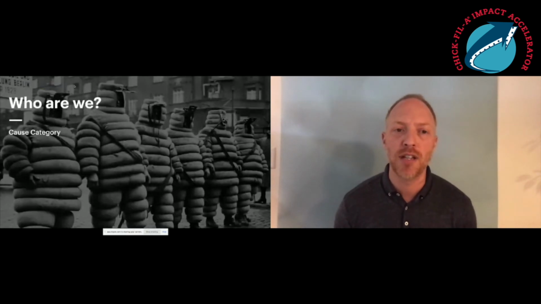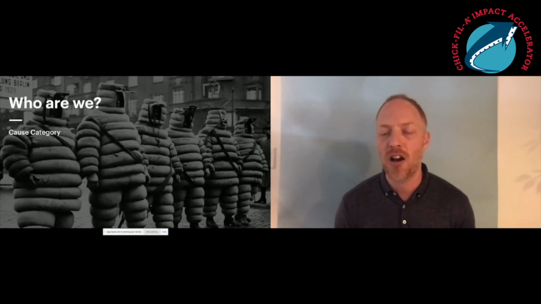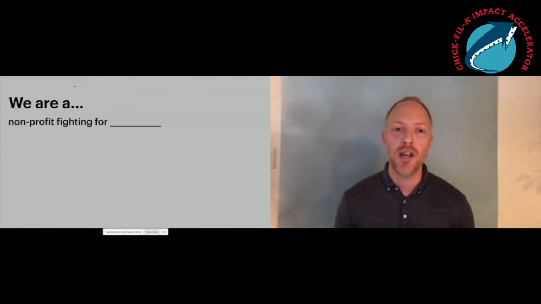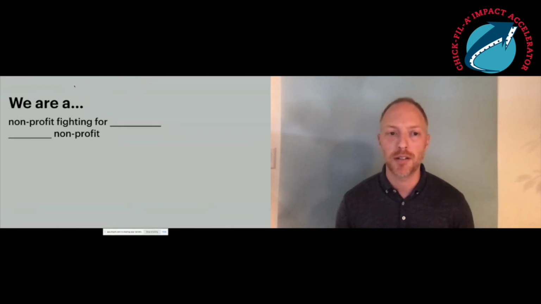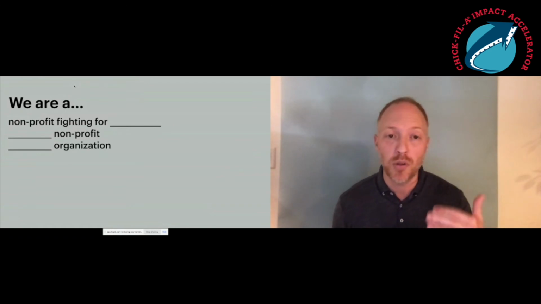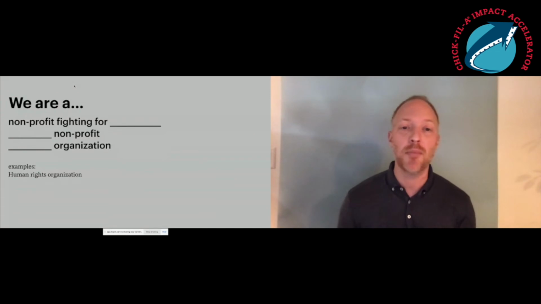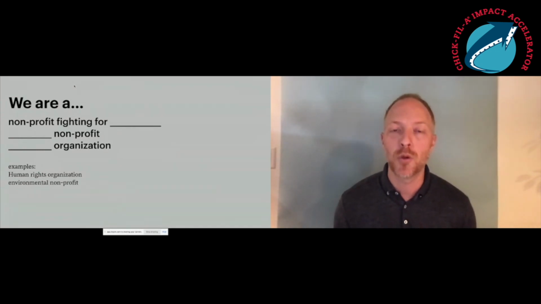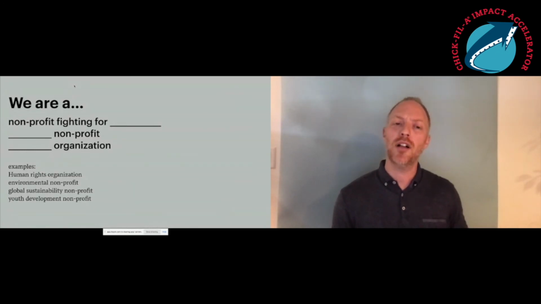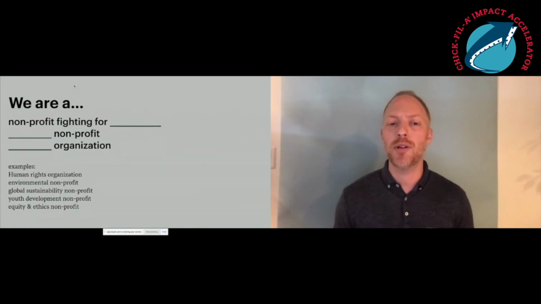Okay, let's talk first about who are we? What is that cause category? In a lot of ways, this should be the easiest blank, but because it requires such clarity and such simplicity, it might be one of the most difficult. So we are a nonprofit fighting for blank, or we are a blank nonprofit or blank organization. These are the typical constructs that we see here. Some examples: we're a human rights organization, we're an environmental nonprofit, we're a global sustainability nonprofit, or we're a youth development nonprofit, or we're an equity and ethics nonprofit.